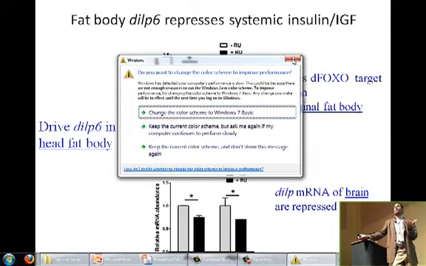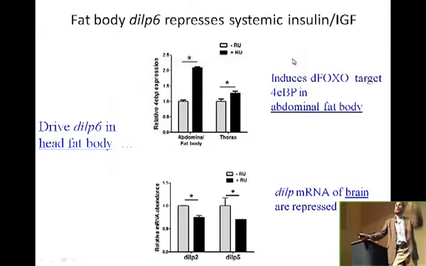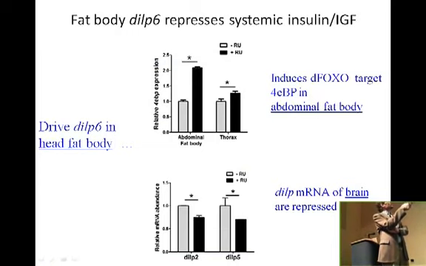Is this similar to what we found before with FOXO and fat body that's functioning through insulin signaling in the brain? It is. When we drive DILP6, now here I'm using head fat body because that's how this experiment happened to work out. And we now look in the abdominal fat body for ABP, which is a target of FOXO. So we're using this as a proxy for FOXO activation. It's activated, suggesting that there's low insulin signaling. If we measure the insulin message from the brain, it's reduced, DILP2 and DILP5.